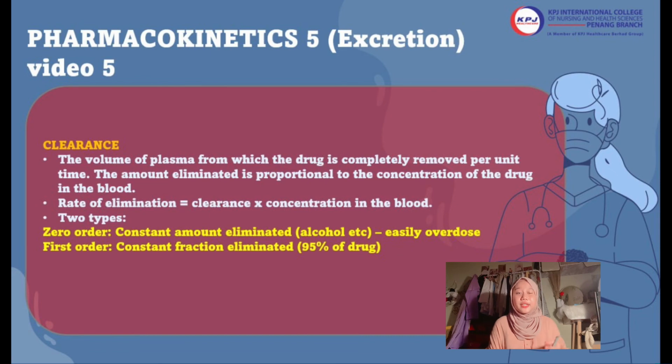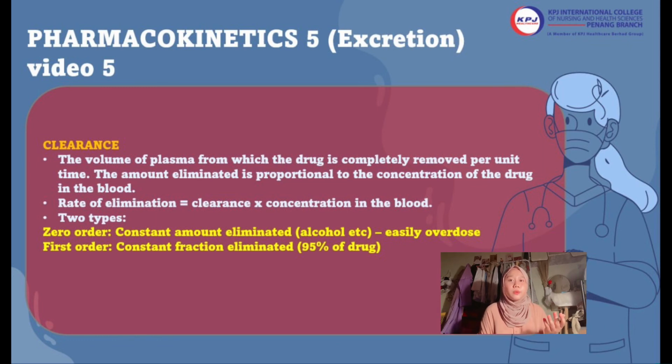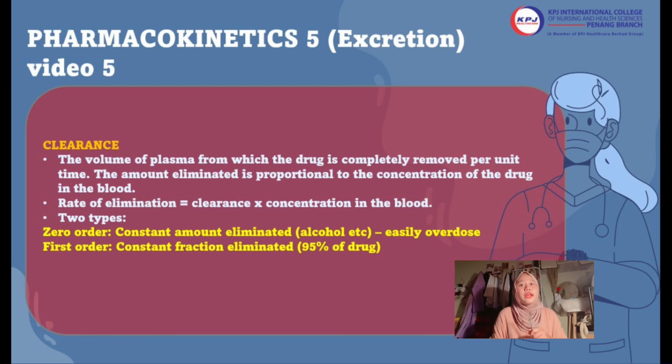Next is clearance, the volume of plasma from which the drug is completely removed per unit time. The amount eliminated is proportional to the concentration of drug in the blood. Rate of elimination equals clearance multiplied by concentration in the blood. There are two types: zero order, a constant amount eliminated, as with alcohol and others that easily overdose, and first order, a constant fraction eliminated, which applies to 95% of drugs.